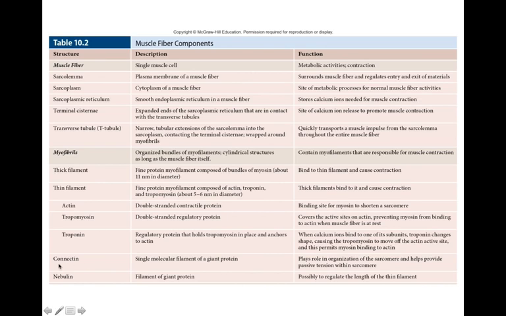We also have another protein here called connectin, you guys. It's basically a big filament of giant protein, and it helps provide passive tension within your muscle. And then nebulin, which is also a big giant protein, also helps regulate the length of the thin filament. So there's other proteins here involved.